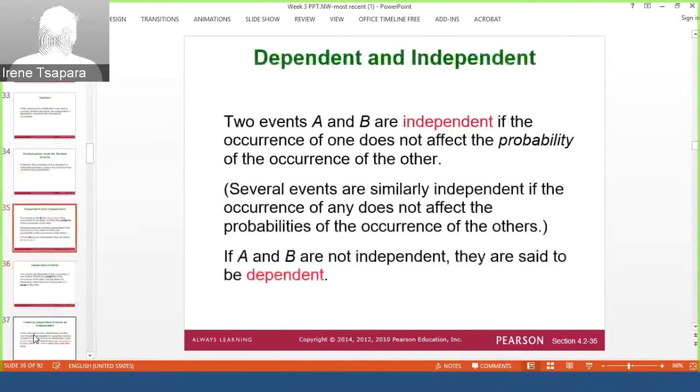The other thing that I want to remind you is the difference between dependent and independent events. Two events are independent if the occurrence of one doesn't affect the probability of the occurrence of the other. Many students still confuse mutually exclusive events and independent events. These two terms are different. Events are independent if the one doesn't affect the other. Can they happen at the same time? Yes, they can. So they are not mutually exclusive, because mutually exclusive events are events that cannot happen at the same time. This is the difference right here.